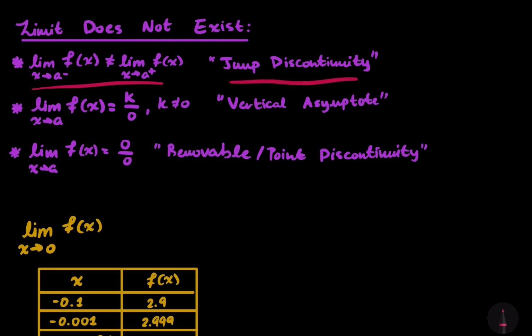Or if the total limit, by direct substitution, is given by some non-zero value divided by 0, in this case we assume that we would have a vertical asymptote. And if by direct substitution the total limit is given by 0 over 0, which is an indeterminate form, then we assumed in general that we're going to have a removable or a point discontinuity.